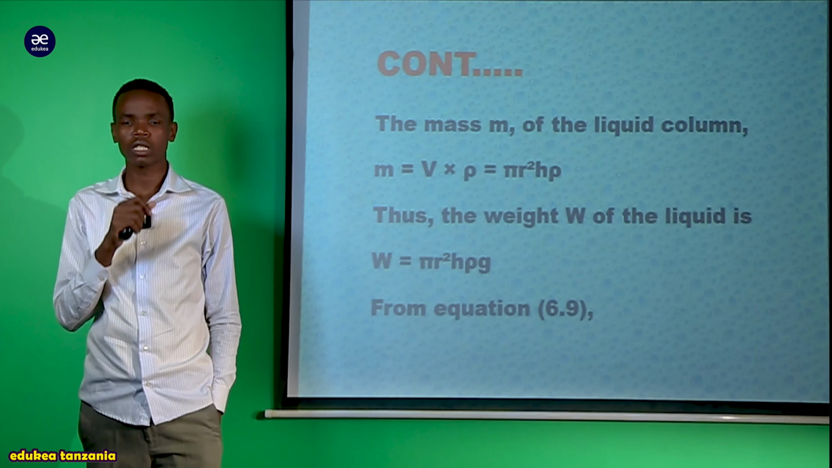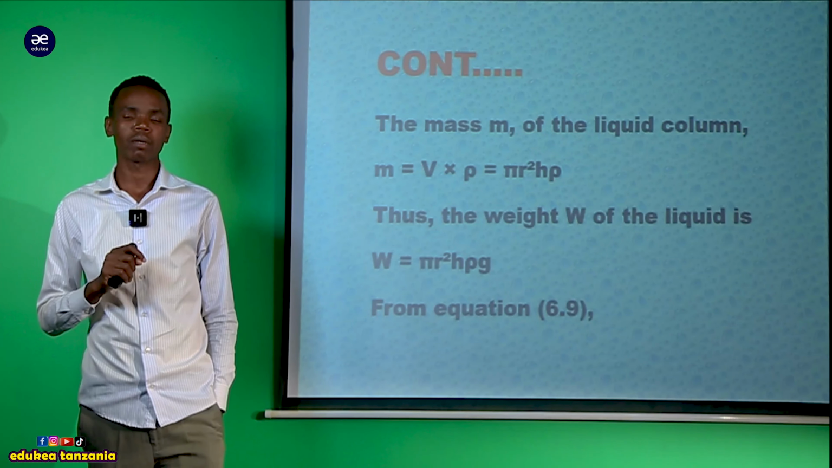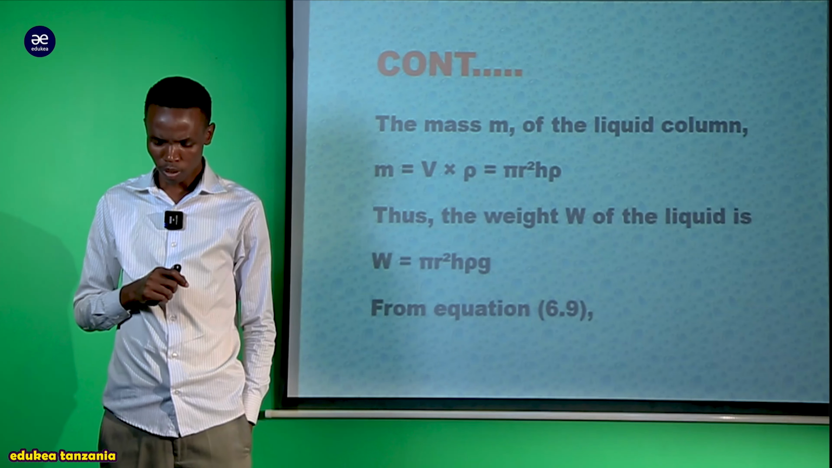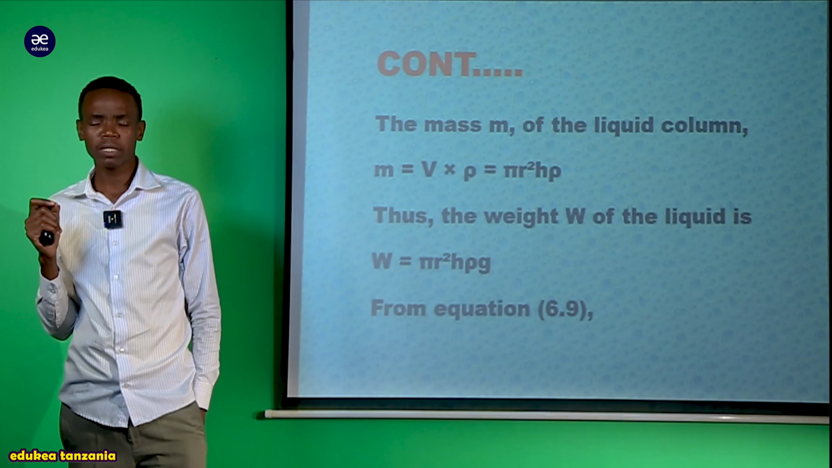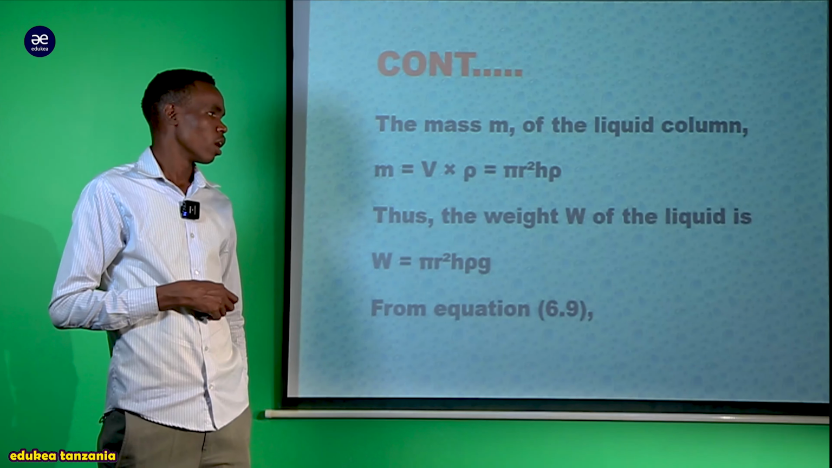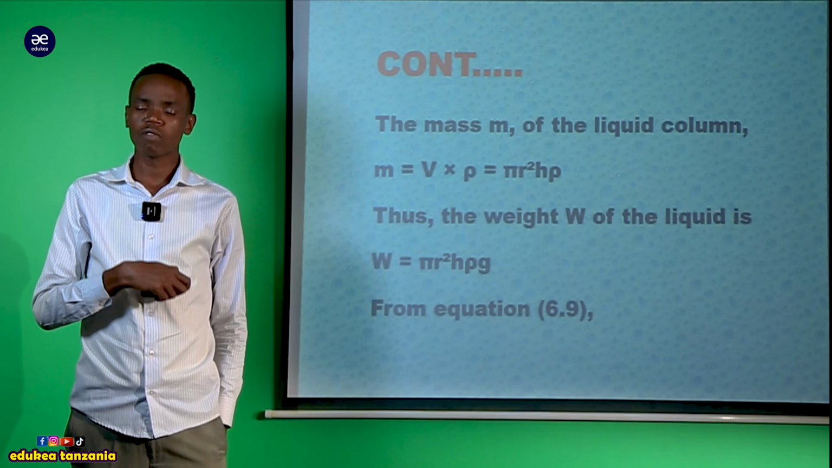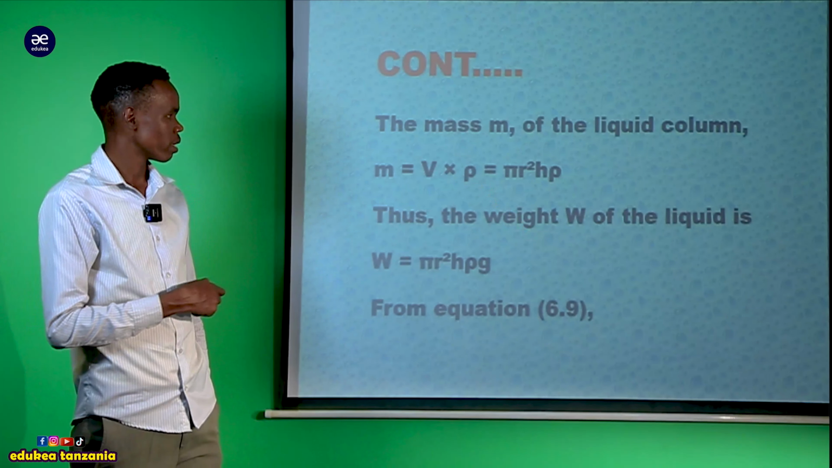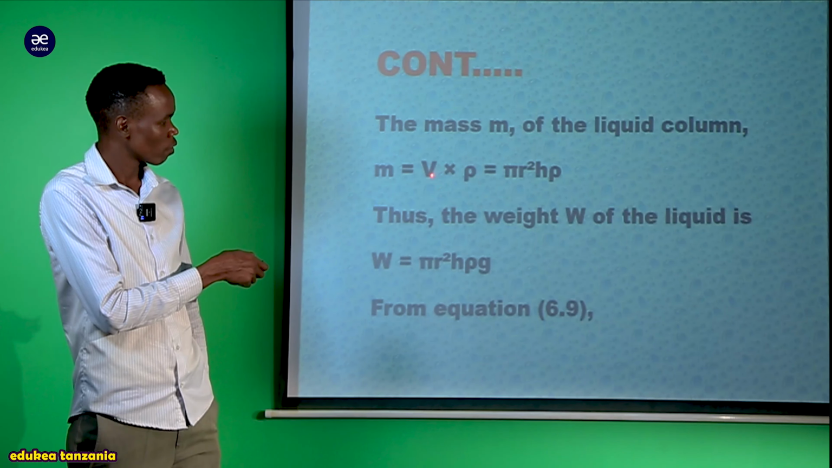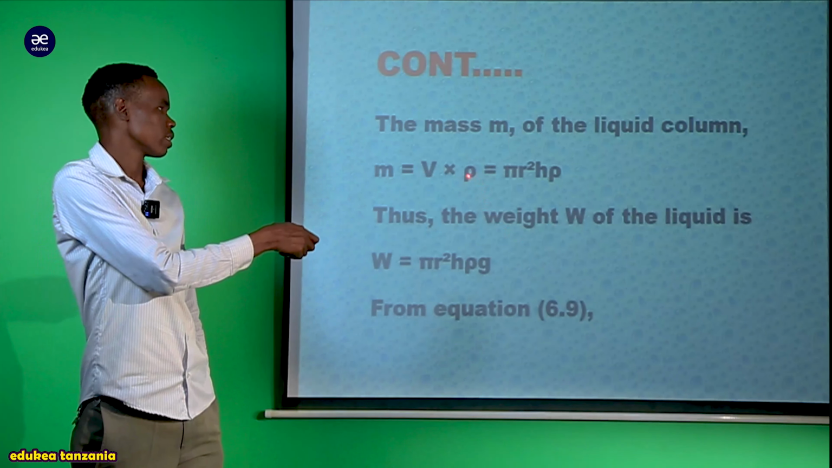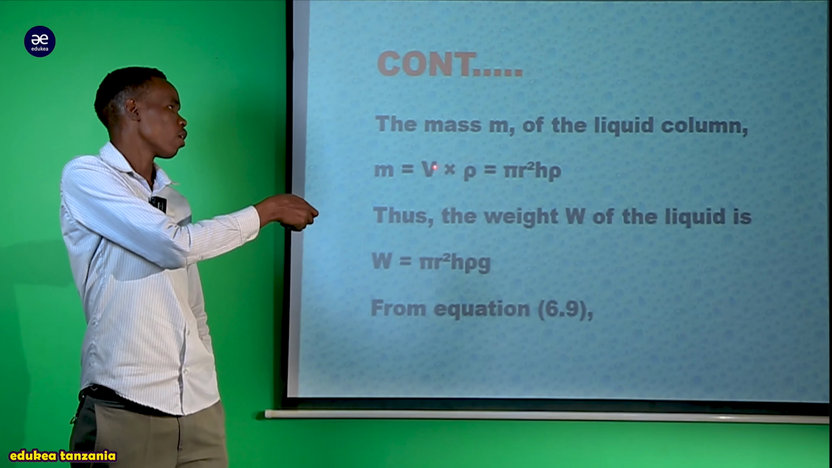We are supposed to cross multiply, or multiply by the volume on both sides of the density formula. Now, if we multiply by the volume throughout, we should obtain that the mass must be equal to the volume times the density, as we observe here. But we have obtained the volume of the column, which is equal to pi r square h.